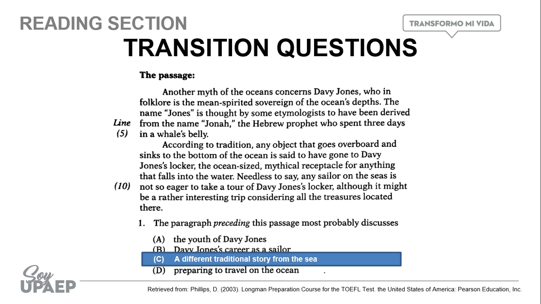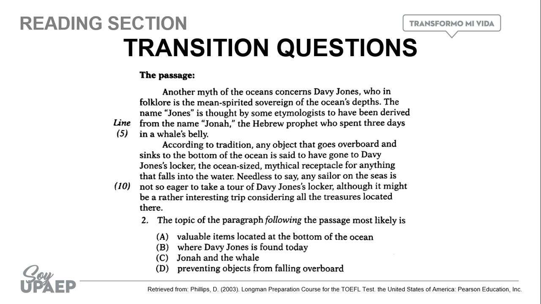Let's continue with following information or the following paragraph. What information is presented in the following paragraph? Again, they are asking you for information that you cannot read, but you have to infer from the information presented in the last paragraph. So, let's see. The question is, the topic of the paragraph following the passage most likely is. So that means that we have to read the last line of the last paragraph.